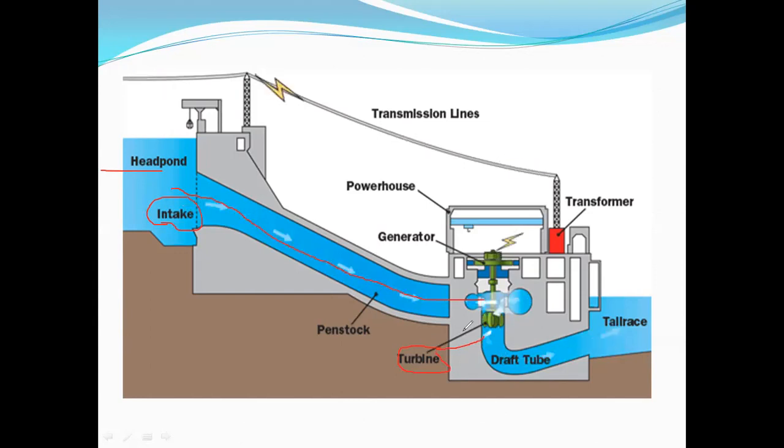When water flows on that turbine machine, the hydrostatic energy acts as pressure on the turbine, and the hydrostatic energy is converted into mechanical energy. The mechanical energy then transfers to the generator, generating electrical power. You see this.